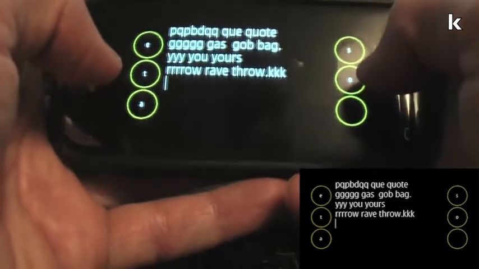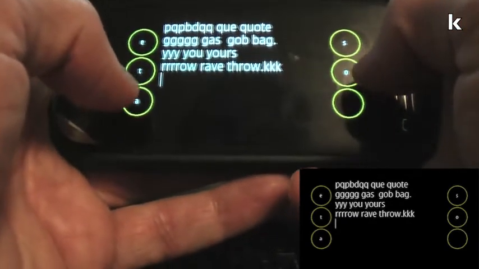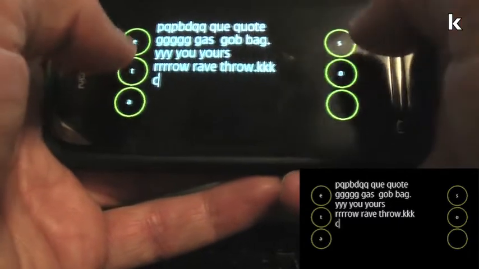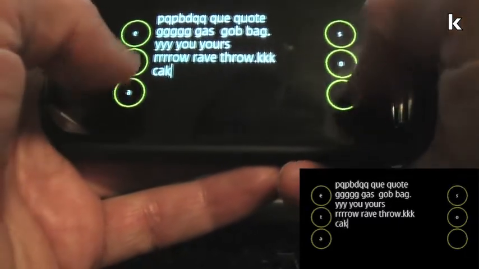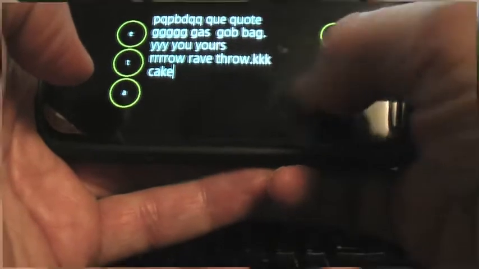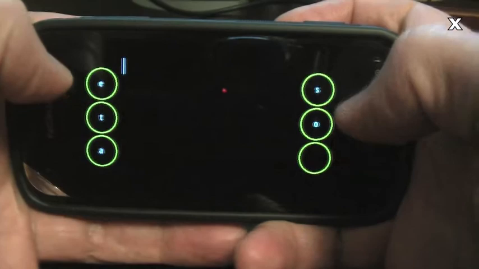So let's think, what can we do with a K? We can do, let's do cake. So the last letters are the X and the Z, very easy to remember.